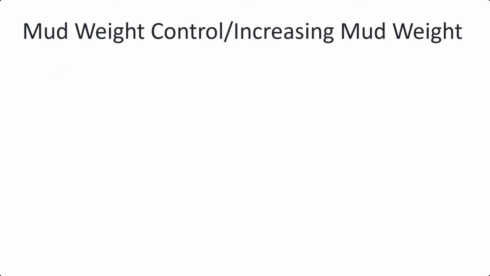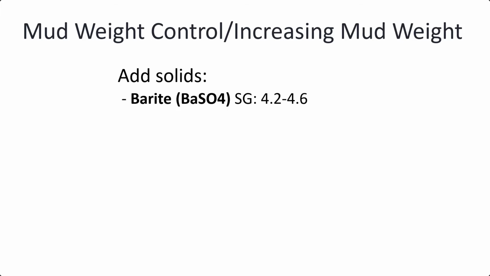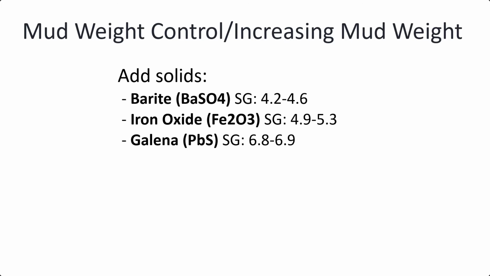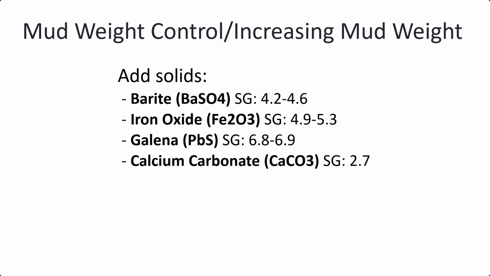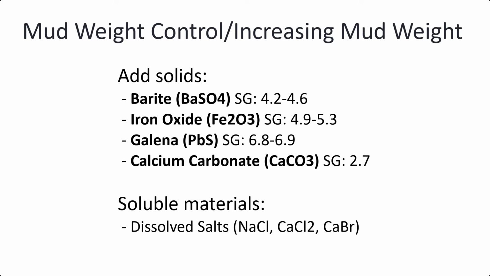In order to increase the mud weight, we normally use high-density solids such as barite, iron oxide, galena, or calcium carbonate. We can also use soluble materials such as sodium chloride, calcium chloride, and calcium bromide. Some important things to consider while controlling the mud weight is that the surface area of the solids being added to the drilling fluid has a major effect on the drilling fluid's viscosity.